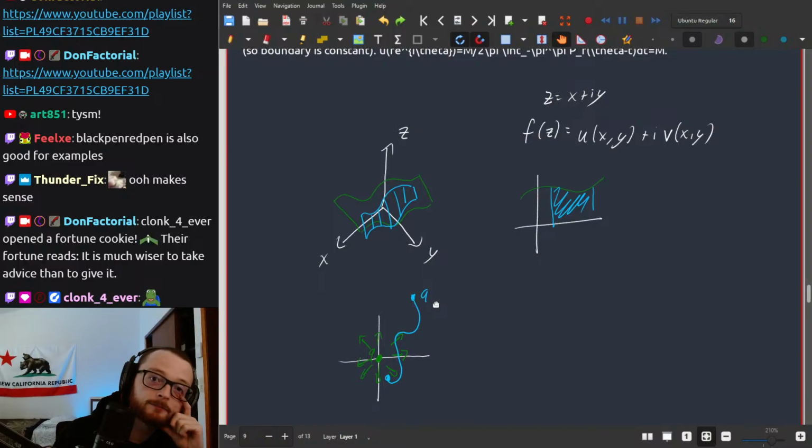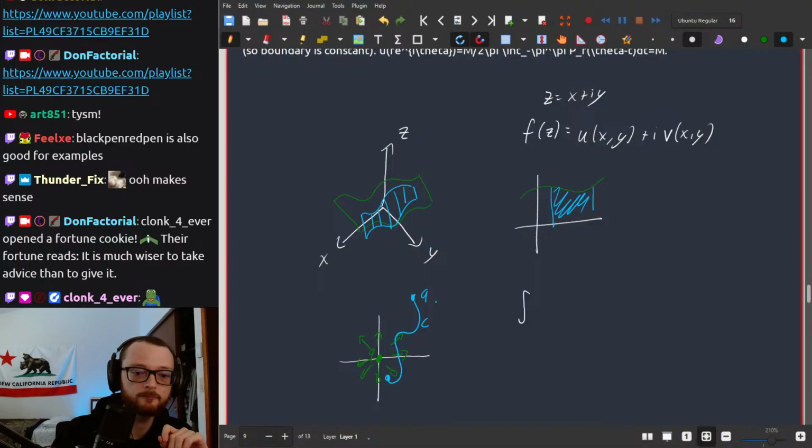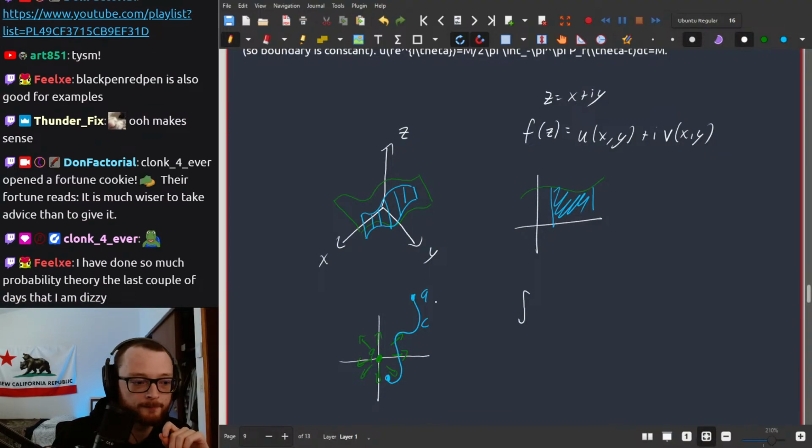So yeah, if I call this curve C, we could in theory parameterize it and get an actual formula, but we would denote an integral like this as the integral over the path C of f(z) dz. I think dz.